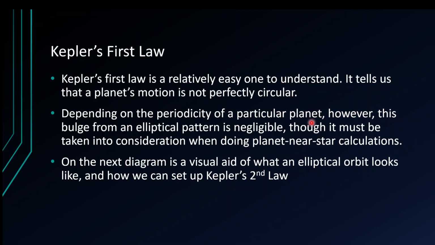Depending on the periodicity of the planet, so that means how fast an orbit is. So the periodicity of Mercury is obviously lower than the periodicity of Jupiter, for instance. It's obviously depending on that. However, the bulge from the elliptical pattern is negligible, so it must be taken into consideration when doing planet near star calculations. So for the next diagram that I'm just going to sketch, there's going to be a quick overview on ellipses first, and then I'm just going to sketch what actually this means.